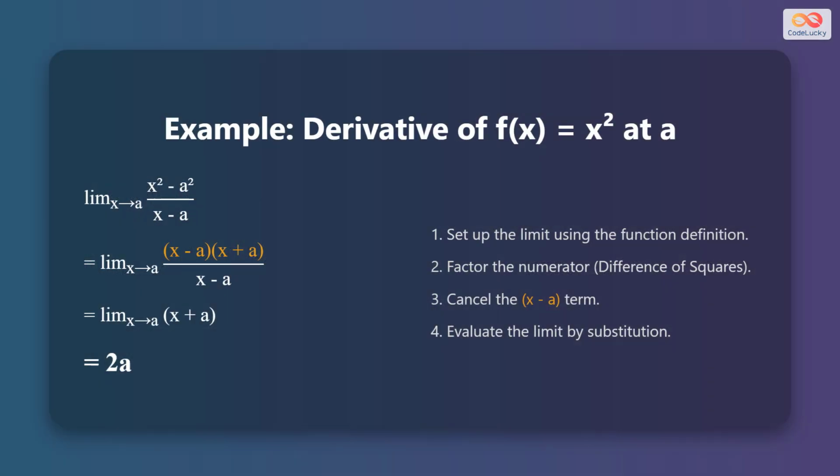Why use this alternative form? It often simplifies the algebra. For example, finding the derivative of x squared at a, we set up the limit, and notice the numerator is a difference of squares. We can factor it into x minus a times x plus a. The term x minus a cancels out cleanly, leaving us with the limit of x plus a, which is simply 2a.